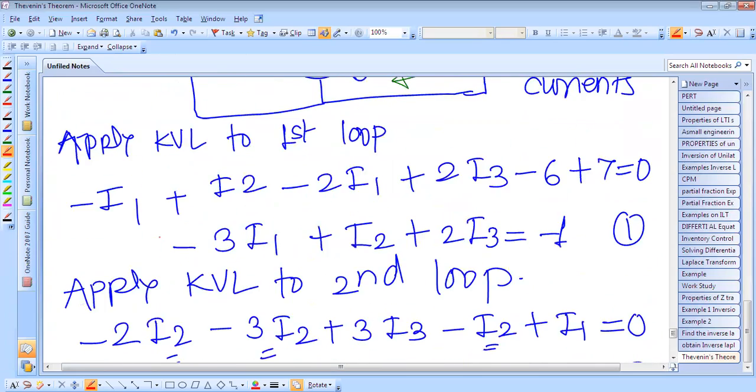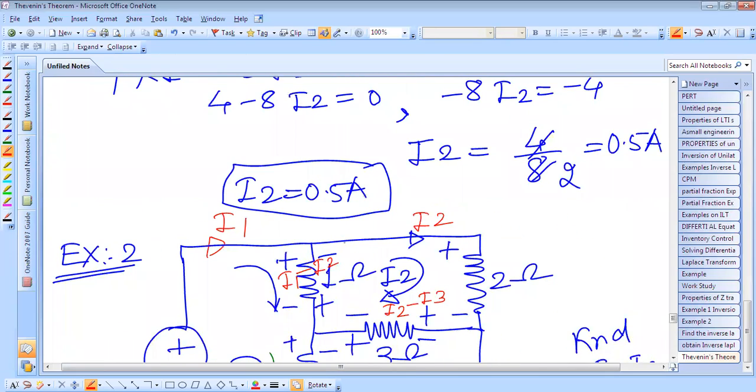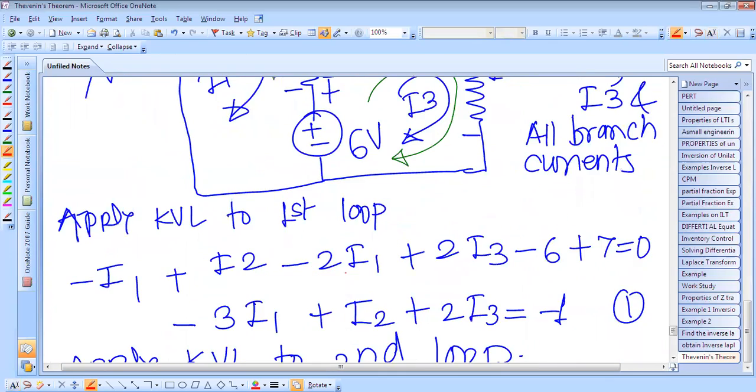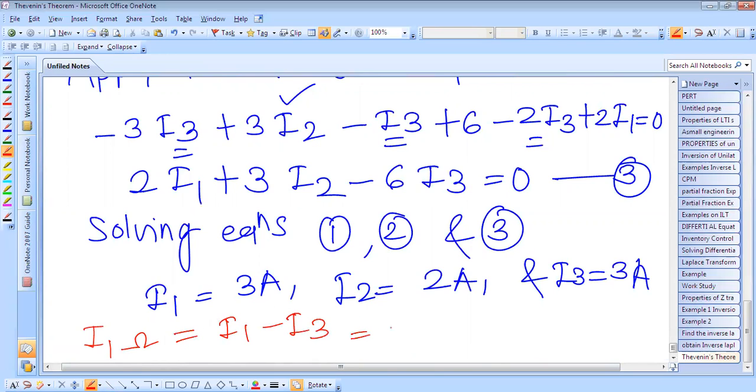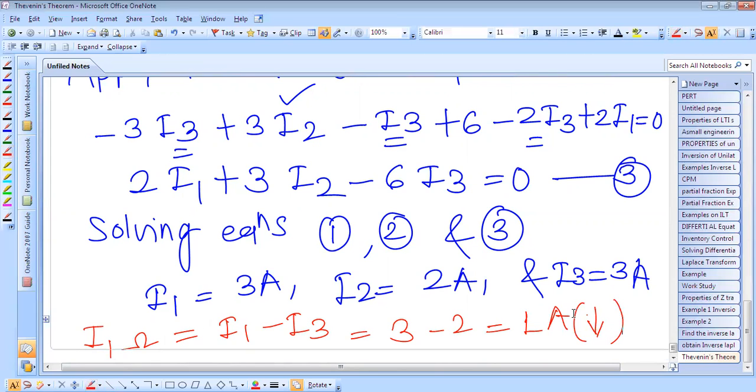So we'll find the current flowing through this 1 ohm resistance. The current flowing through this 1 ohm resistor is I1 minus I3... I1 minus I2. So I1 is here 3, I2 is here 2, and therefore this is 1 ampere. Okay, the direction of current is from top to down.